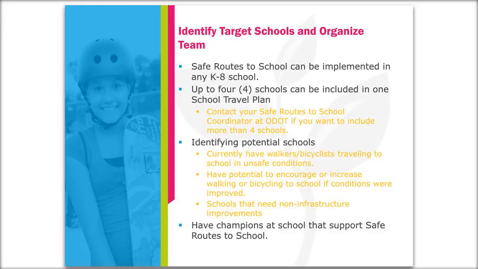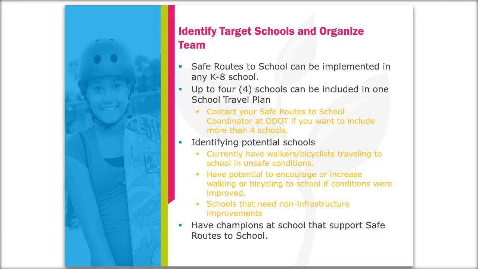So obviously the first step is identifying target schools and organizing that team. Who do you want to work on? What school do you think has the highest need in your community? As we stated, Safe Routes to School can be implemented in any K through 8 public schools, and up to 4 schools can be included in one school travel plan. If you want to include more schools in that, you'll have to reach out to ODOT and get special permission for that.